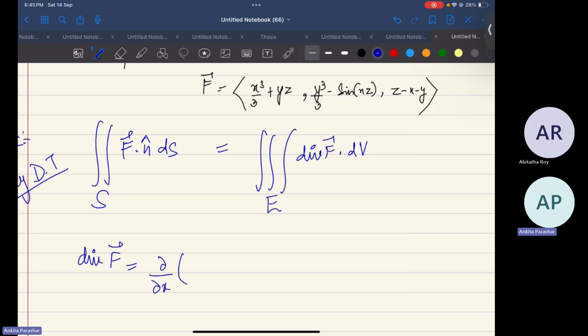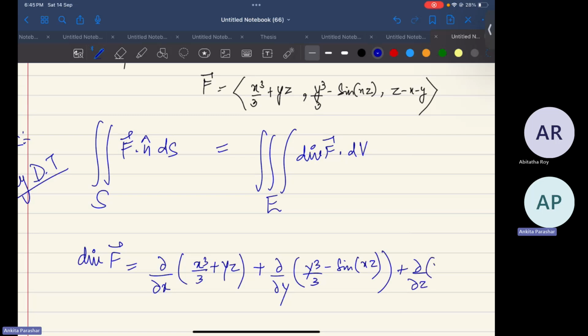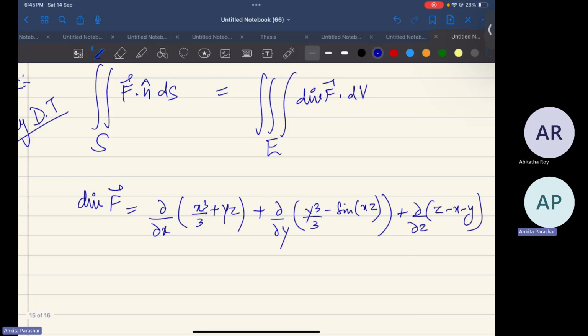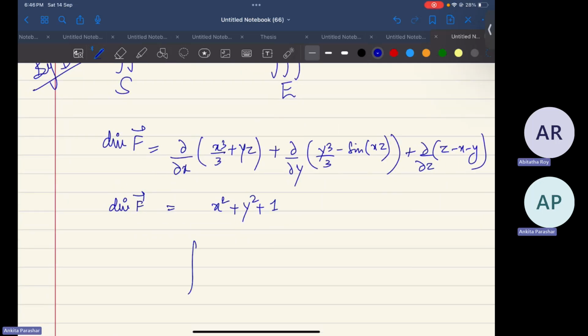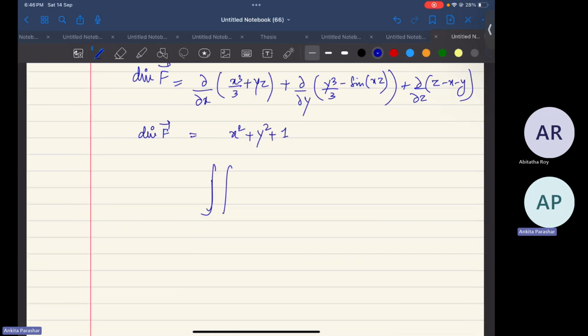del by del x (x plus y z) plus del by del y (2 y minus sin x z) plus del by del z (z minus x minus y). Yeah, but that would be x square plus y square. Is that okay? Yeah. We got the divergence, and then we have to just look at the region. That's all. If we can figure out what the region is, I think we'll be done.